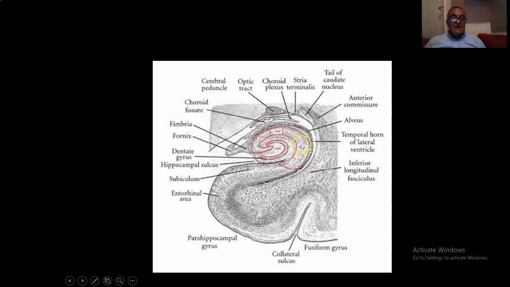and has got a head, carrying on the head a hat, the alveus, with fringes, the fimbria, and a bag of water, the temporal horn, containing the choroid plexus. You will see here also that this bag of water, the temporal horn, is closed from here, but it is opened medially. This opening on the medial surface of the temporal horn is called the choroidal fissure, as we will see later.